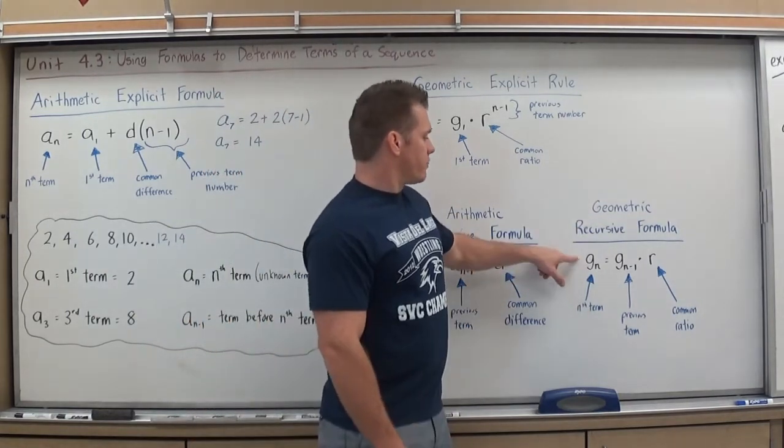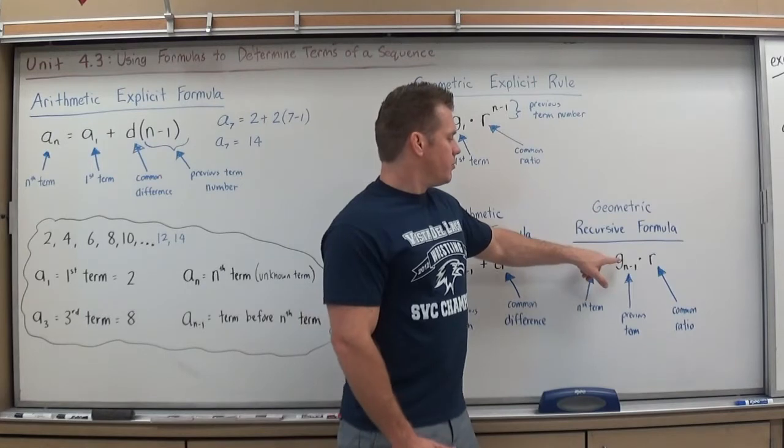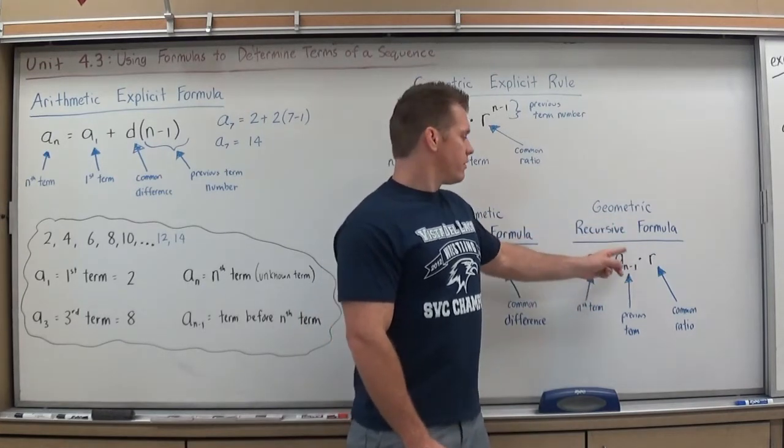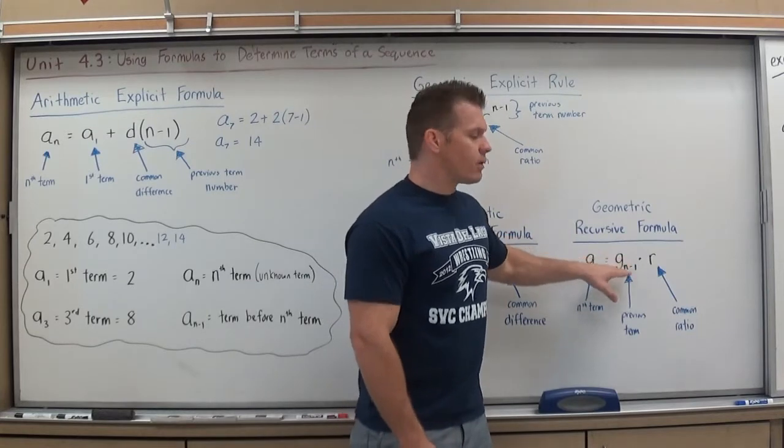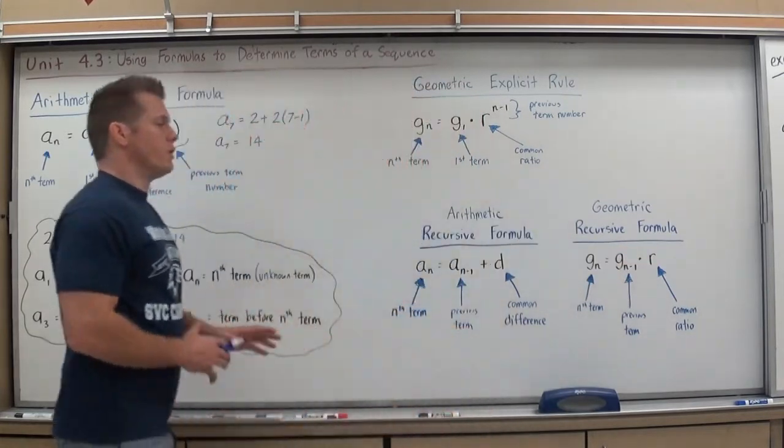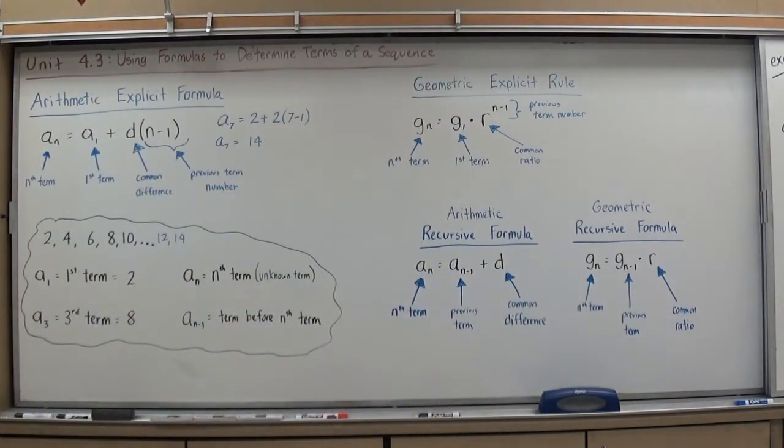For geometric, if I was going to try to find the 10th term, it would be whatever the 9th term is times the common ratio. If I want to find the 12th term, it'd be the 11th term times the common ratio. So really, if we understand this language, if we take the time to study that language, this becomes significantly easier.